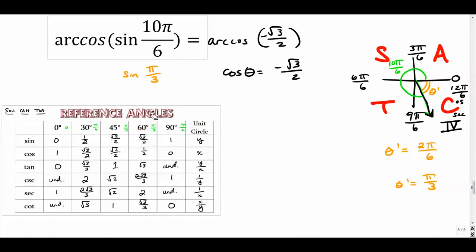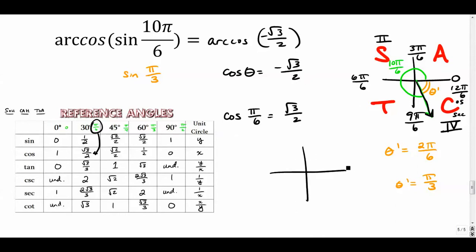So if I go down to my chart here, the cosine of what angle is negative radical 3 over 2? Well, the cosine of pi over 6 is radical 3 over 2. But I want a negative radical 3 over 2. And again, we're going to keep this simple. If you wanted to keep going around and around the circle, there would be an infinite number of these answers. But I'm just going to give one answer. The simplest answer is going to be in quadrant 2. So what angle gives you a cosine that is negative radical 3 over 2 in quadrant 2?